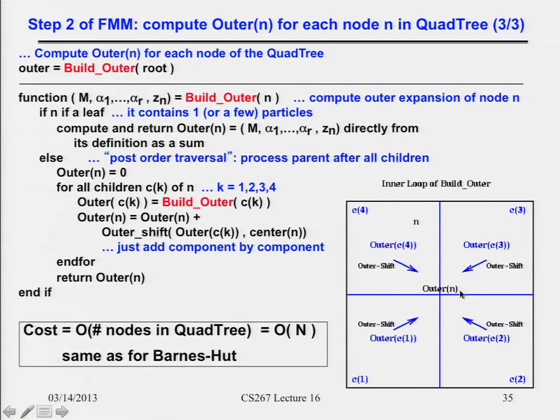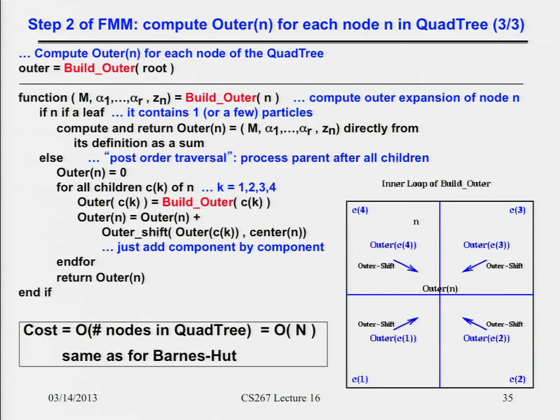And so what's the cost? I'm going to visit each vertex. I'm going to do a constant amount of work at each vertex. So this expensive stuff here is done once per vertex in the tree. So it's just proportional to the number of nodes in the quad tree. And it's basically exactly the same code as Barnes Hut, except it's a little bit more expensive because I have these longer expansions to deal with at each vertex.